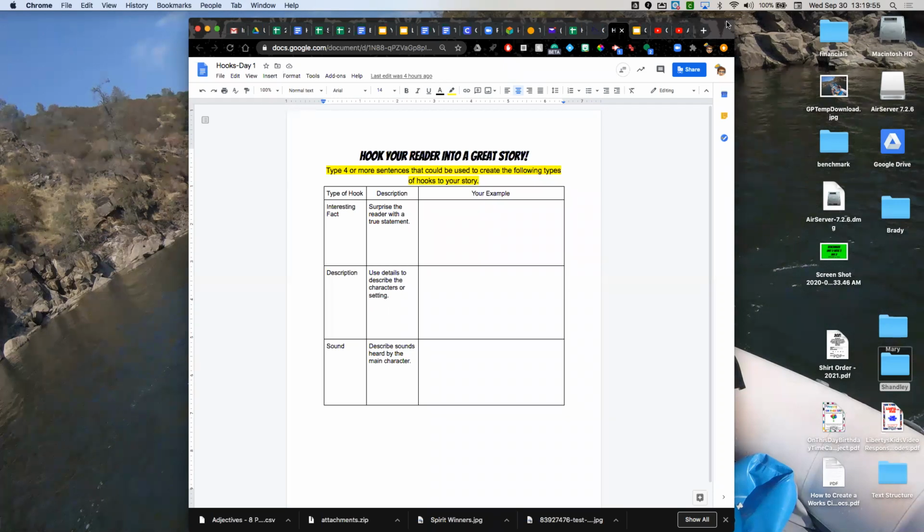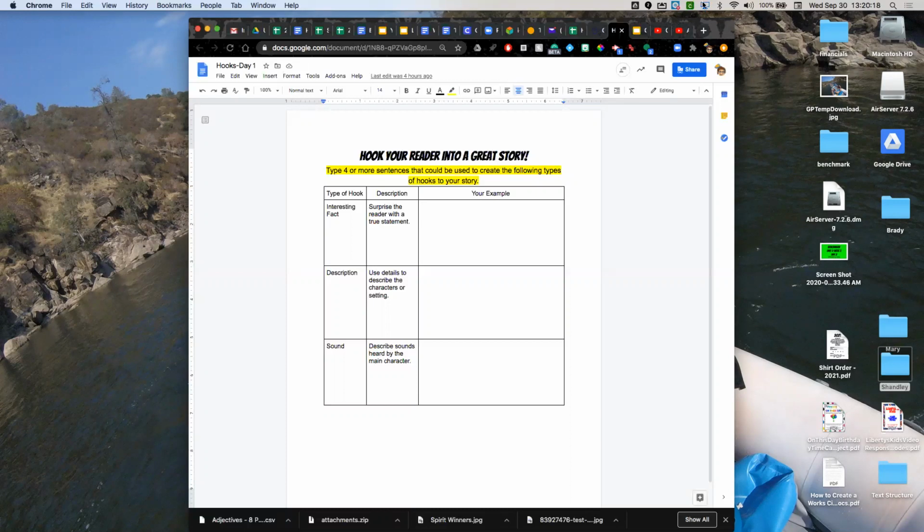Now, when we write stories, and really when we're reading stories, and I know I've talked about this before, it is so important that your story have a very good hook. That hook is what's going to make the reader keep reading after the first paragraph. Okay? So there are 5 different hooks we're going to learn about.